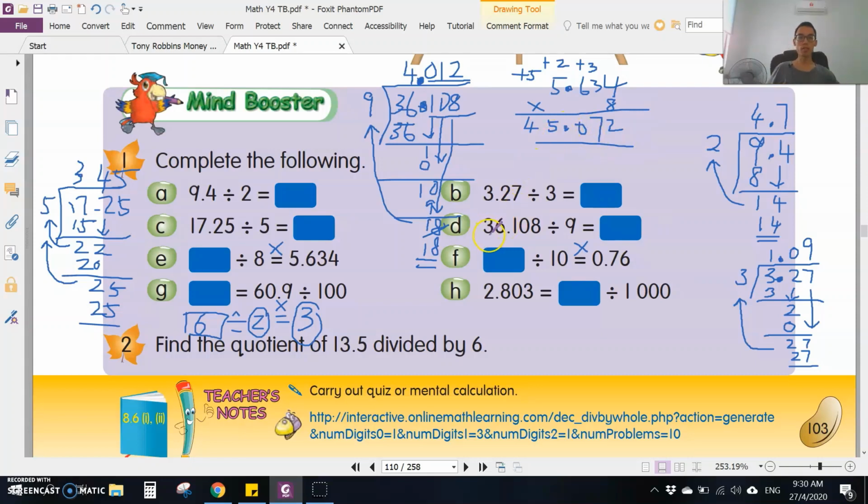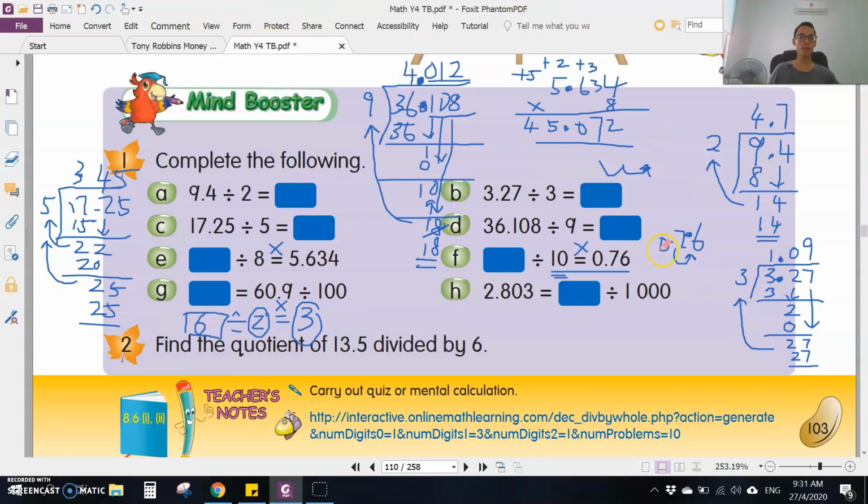Okay, question F, same thing here, we times 10. Now this is 10, 100, 1000, so we just move the decimal point. So 0.76, when we times, we move the decimal point to the right. Bila darab, titik gerak ke kanan. So gerak berapa kali? Sekali, sebab 10. So one time you move to the right. So the answer is 7.6.